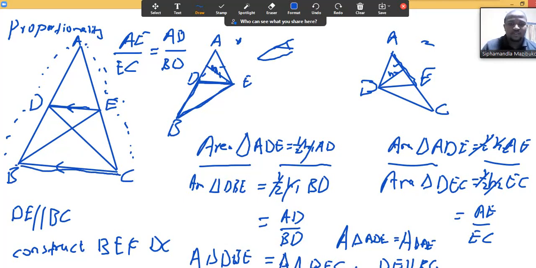Hence, we have proven what was required, to say that AE divided by EC is the same as AD divided by DB. So that is how we have proved it. This will be very useful if you are trying to solve some Euclidean geometry, as you will see as we go through more examples. So we have done a lot of theorems, and all these theorems will be used when you try to solve some Euclidean geometry. Thank you so much for watching.